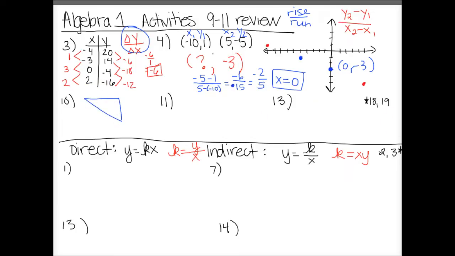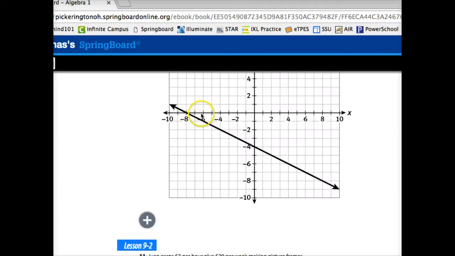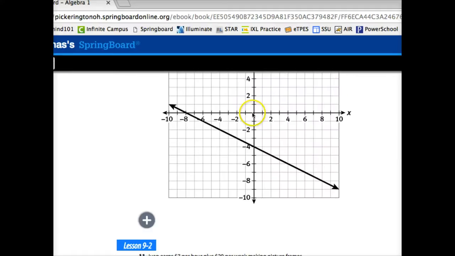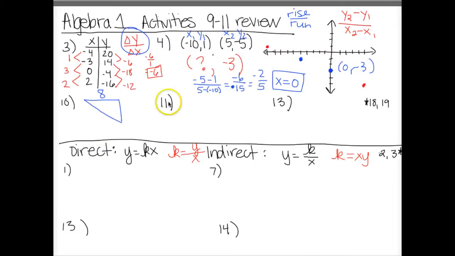The run, the amount of spaces, if you count them, 1, 2, 3, 4, 5, 6, 7, 8. So I've got a run of 8. My rise, I went down 1, 2, 3, 4. Remember, when you move down or left, those are negative values. So I've got my rise, I've got my run. Slope is rise over run, which in this case reduces to -1/2.